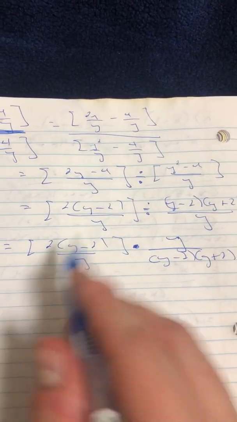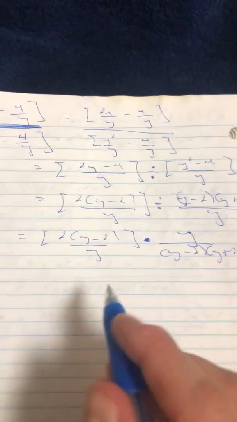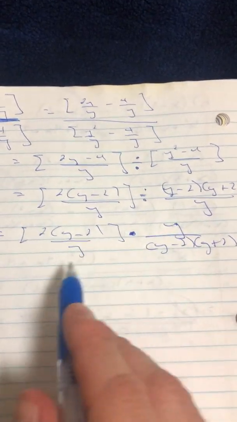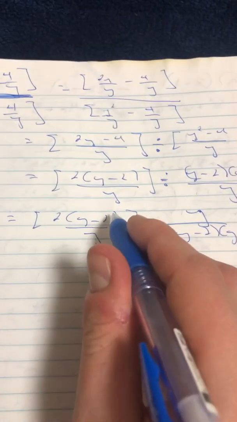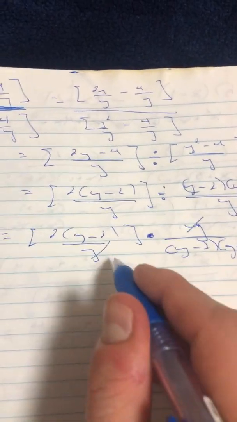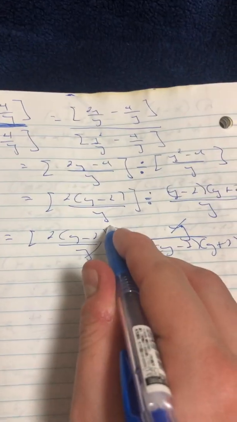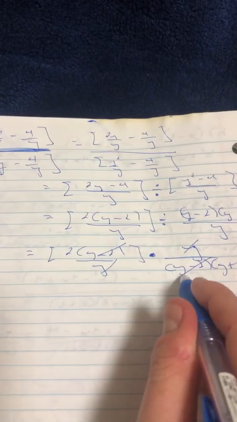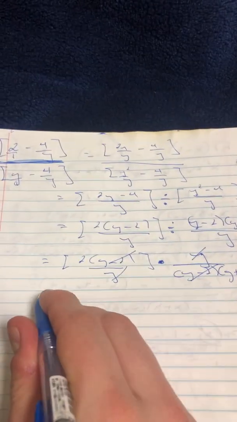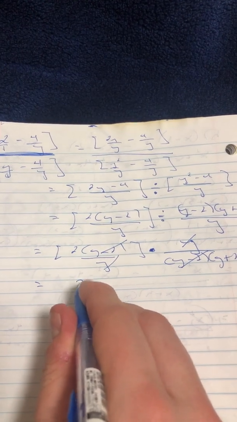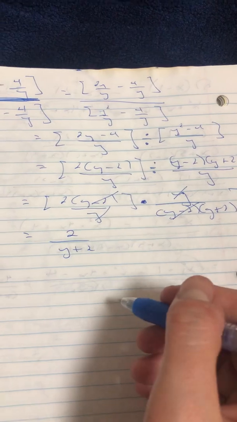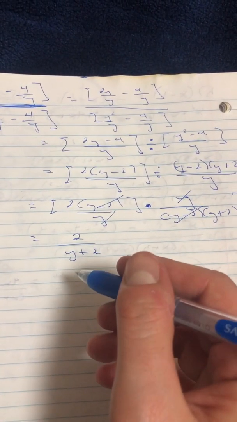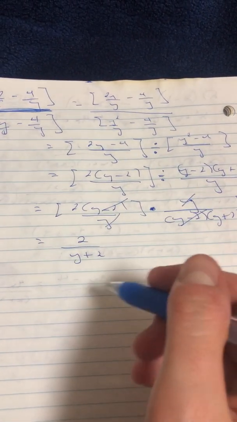Okay, so now that we've stated the non-permissible values, we can proceed to canceling out. And since we have this times this times this over this times this times this, we can, of course, cancel things out. So we can cancel out this y with this y down over here. We can cancel out this y minus 2 with this y minus 2 over here. Okay, and so then this will be equal to 2 over y plus 2. And we're all done. There's no way we could possibly factor this out or simplify. So, great.